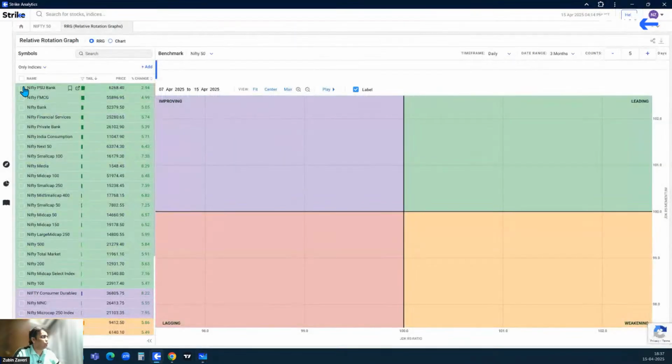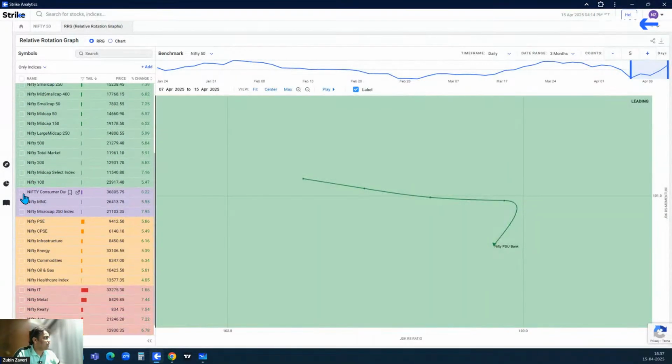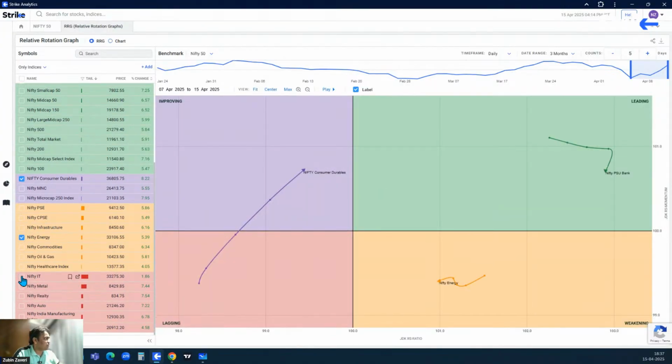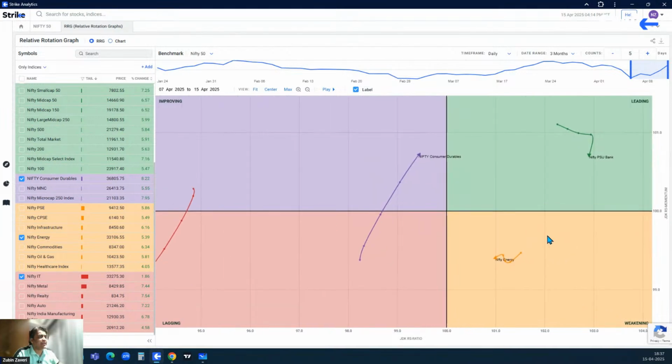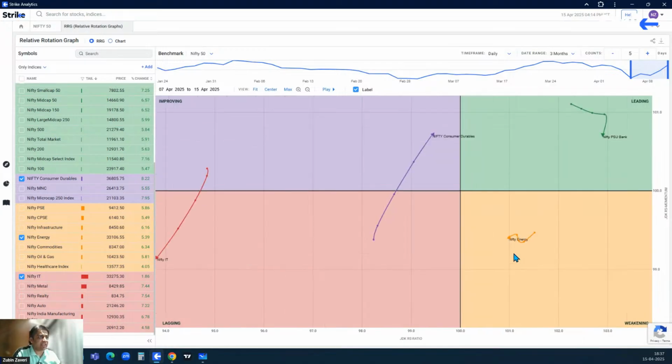How do these arrows look? So I'll just put up a few. Okay, PSU Bank. This is consumer durables. One is, you can say, energy, and one is, let's say, IT. All right, so we have these four lines over here. So what does each line mean?